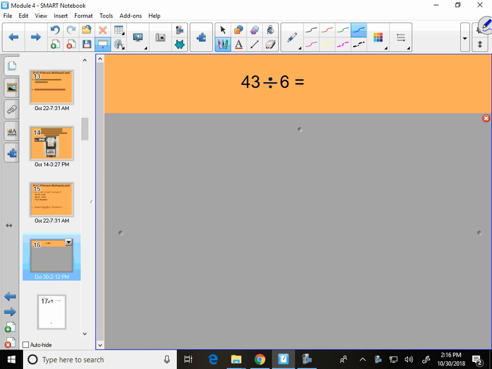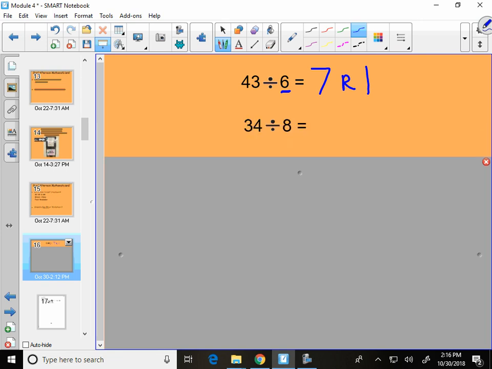Okay, 43 divided by 6. I'm thinking, 6 times what gets me really close to 43, and you should be thinking that as well. 6 times what gets me really close to 43? Well, 6 times 7 is 42. But it's not 42, it's 43. 6 times 7 is 42, which means there's 1 left over, and that gets us to 43. Let's look at another one.